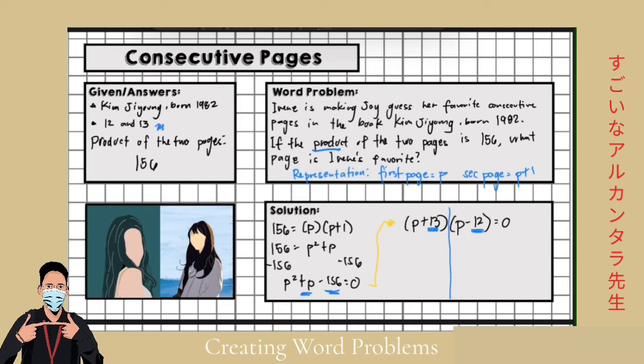So now let's go with equating each factor to 0. We'll get P plus 13 equal to 0. P minus 12 equal to 0. Subtract 13 to both sides in this one. You'll get P is equal to negative 13. Add 12 to both sides here. You'll get P is equal to 12. So that means that your first page is 12. Second page is 12 plus 1, and that is equal to 13. That's what we started with. So we now have a word problem. Let's now go with some more.